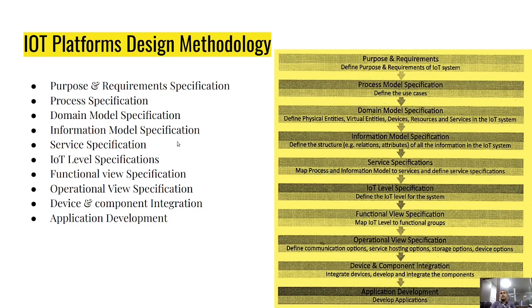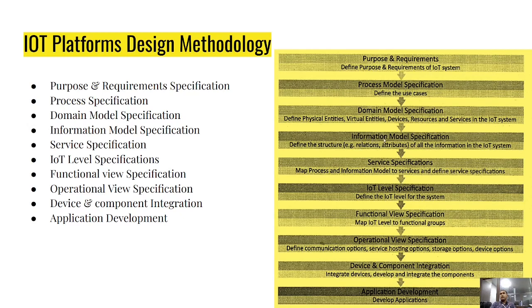If we consider the design methodology, we have these steps. The first step is the purpose and the requirements, or we call it the design specifications, where we define the purpose of the IoT device and the requirements of the IoT device, like what it is supposed to do. Then the process model specification. Here we define the different use cases, like how the device is going to be used. Next is the domain model specification, where we divide the objects into physical entities, virtual entities, then devices, resources, services, and then we try to establish the communication or the relationship between them.